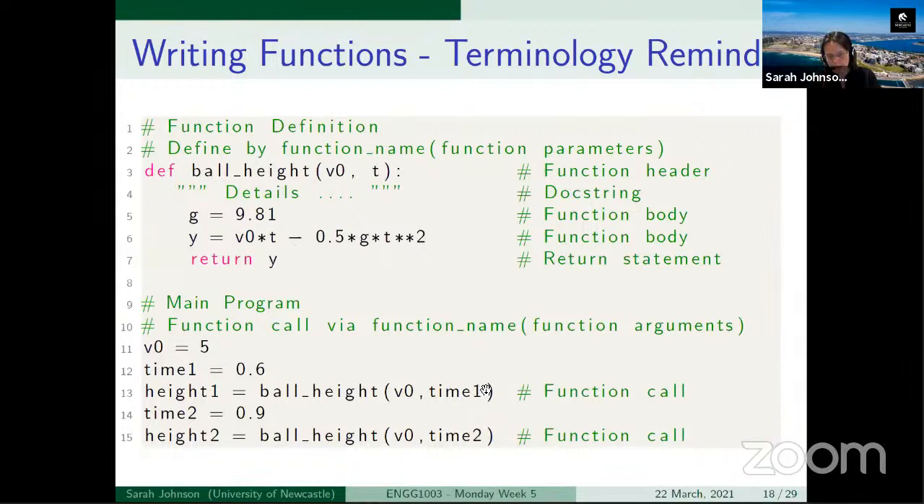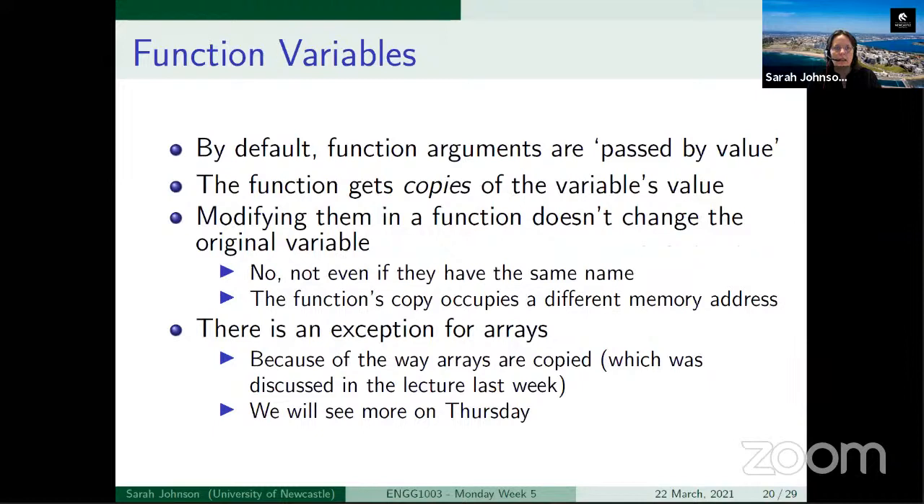So here the argument is called time1 or time2, but the parameter inside the function is called t. If they have different names, it makes it a little bit clearer that they're actually completely different variables. When they have the same name, that's where you might get confused in your code and think that if you change one or define one in here, it will affect the same-named variable outside in the main program. But as we just saw, that is not the case.